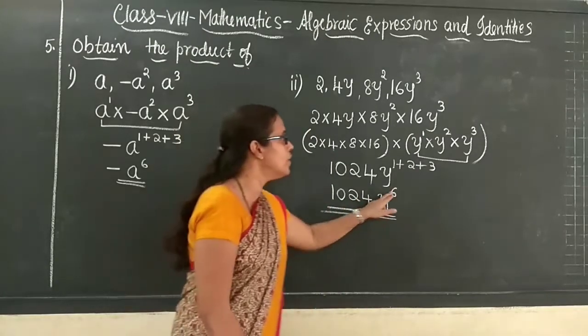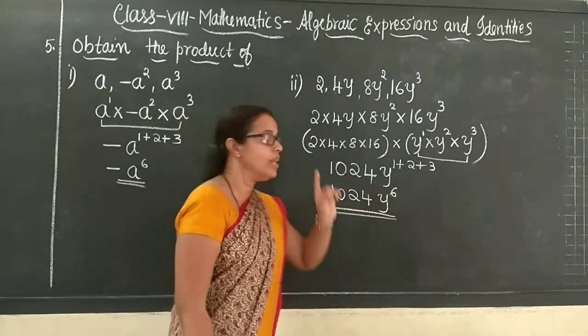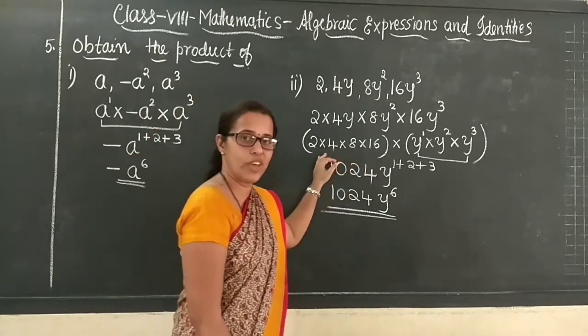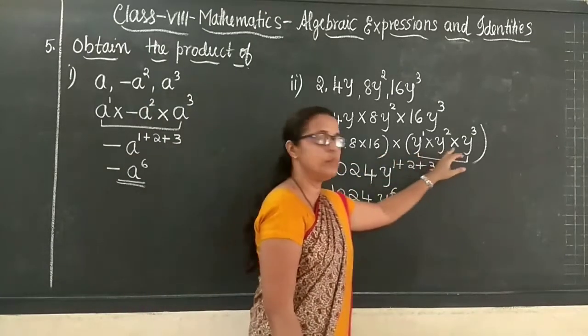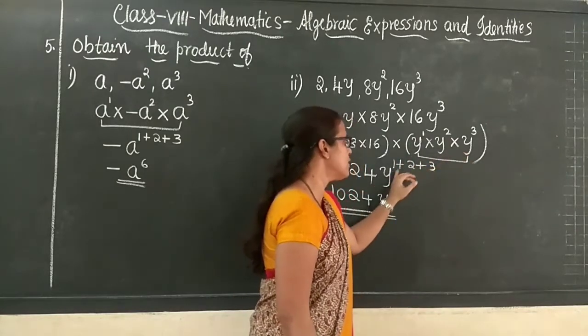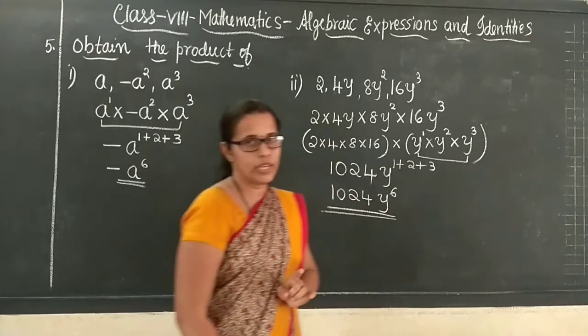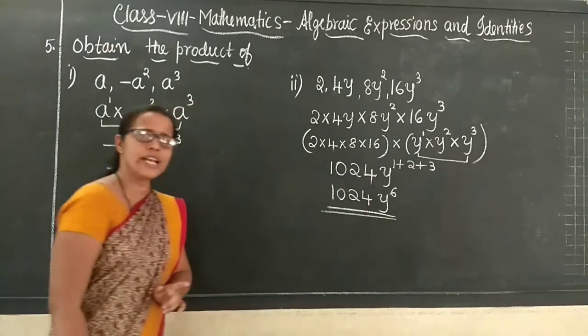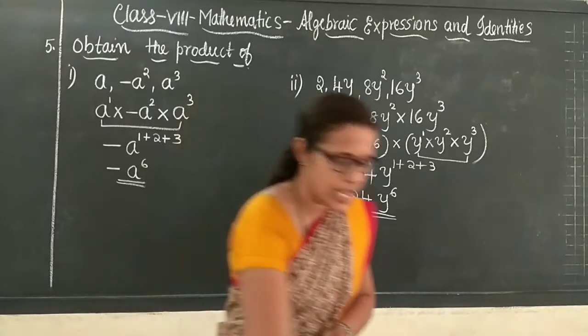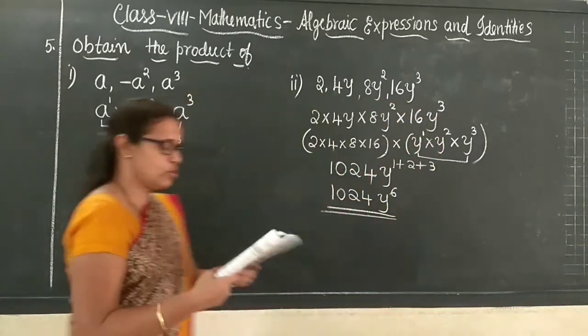1024 y to the power 6. So you all understood how to do this here. Wherever coefficients, write together and multiply, and the variables write together. When the variables are the same, powers you have to add. So that's the law of exponents. Now using this knowledge, we can try other two problems as homework.